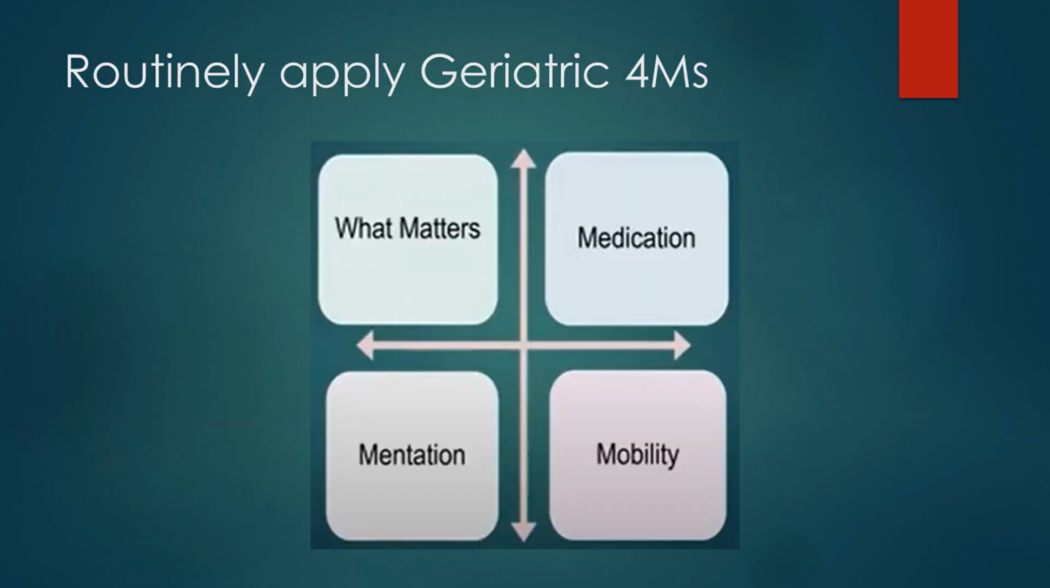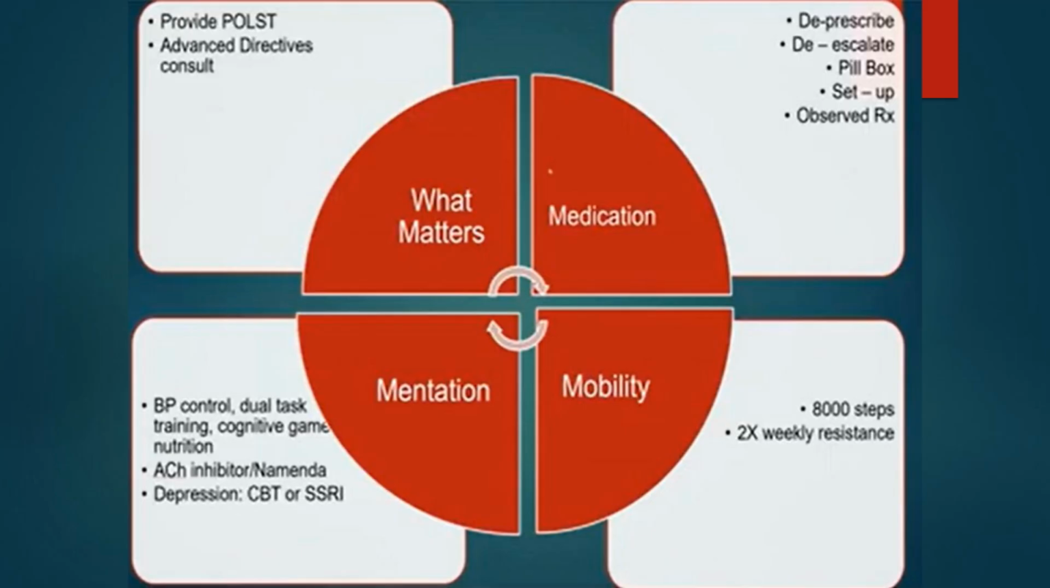In your primary care practice or in your hospital practice, it's always important for each clinical encounter to identify the geriatric 4Ms. You want to look at what matters: medication, mentation, and mobility. As you screen for these, you might look for opportunities to deprescribe or to de-escalate the dose.